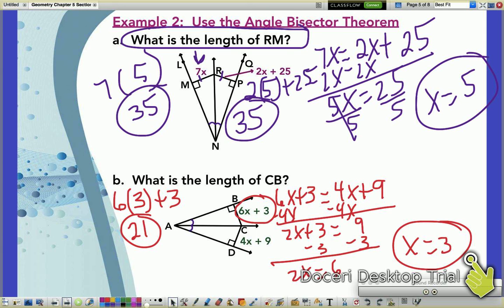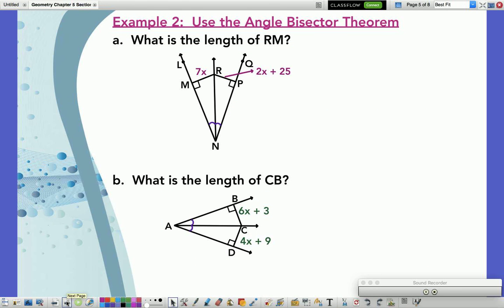So let's check it here. 4 times 3 plus 9, 12 plus 9 is 21. So then I know I did it correctly. If you want to check if you get x, plug it back into both of them and see if it's equal. If not, go back and check your work, because then you probably did something wrong.